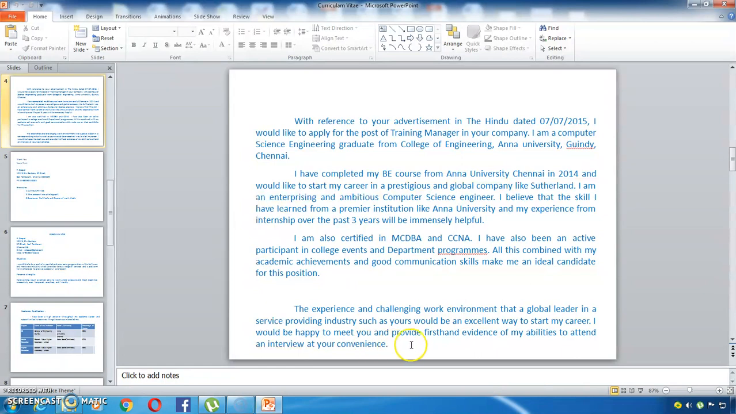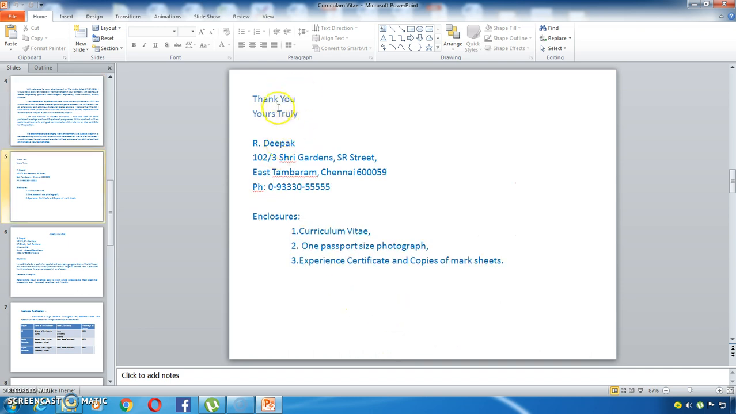I'd be happy to meet you and provide first-hand evidence of my ability to attend an interview at your convenience. Thank you. Then you have to conclude your letter with your signature and address. And when you write a formal letter, it should have the column enclosures. If you want to attach any documents, you can keep it under this heading, enclosures.